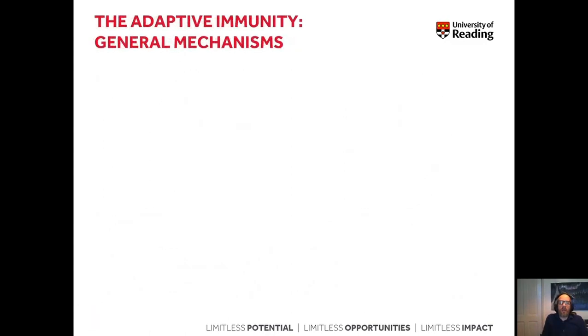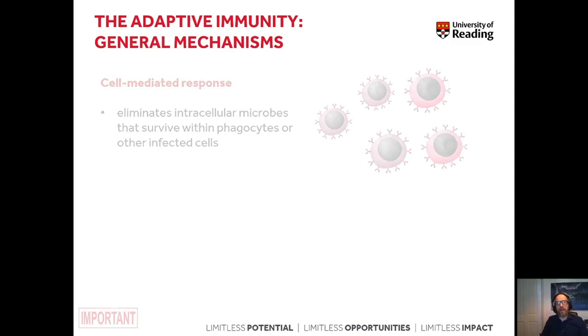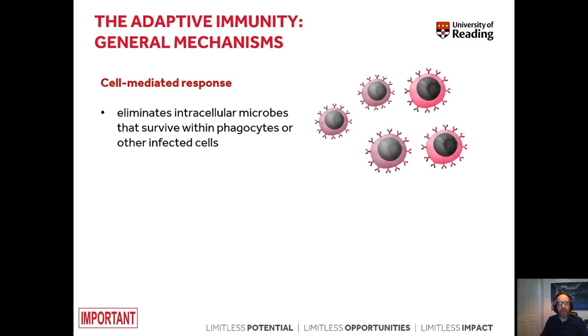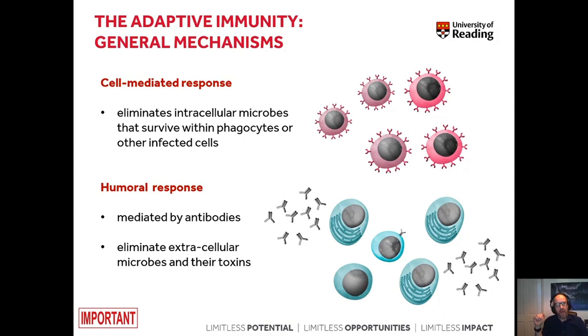So, what are the general mechanisms that underlie the adaptive immune system? First of all, there is the so-called cell-mediated response. The cell-mediated response eliminates intracellular microbes that survive within phagocytes or other infected cells. In addition, there is also the so-called humoral response, which is mediated by antibodies. This response eliminates extracellular microbes and also toxins released by different microbes.